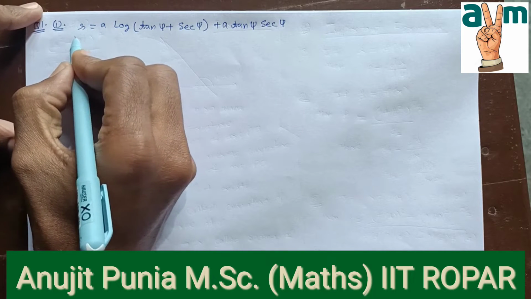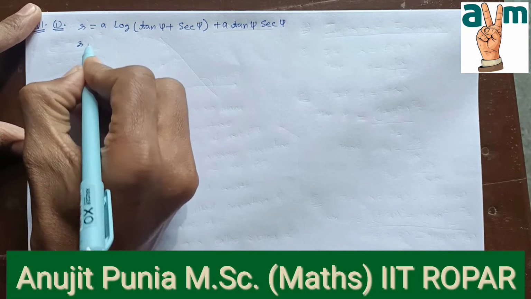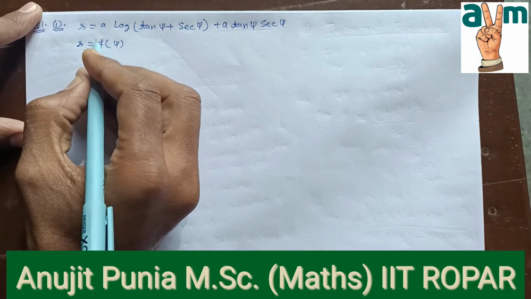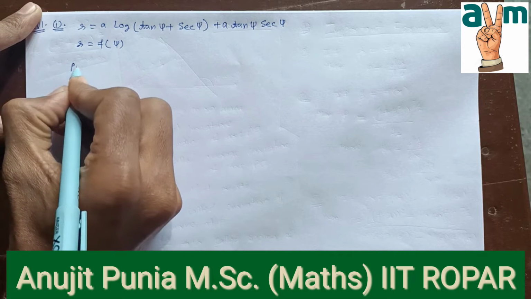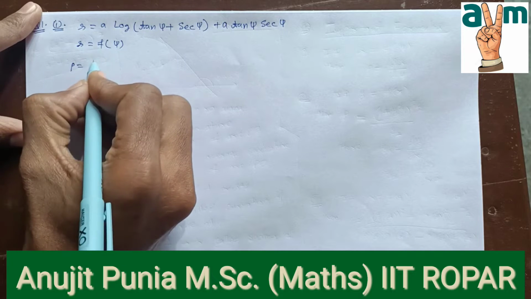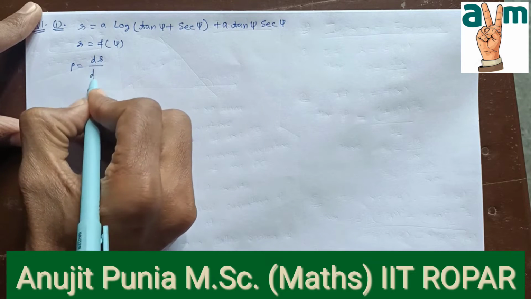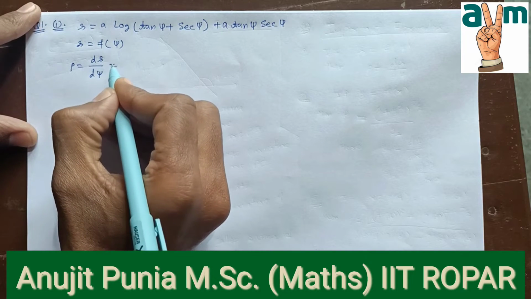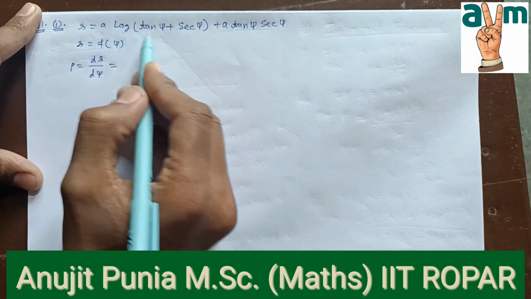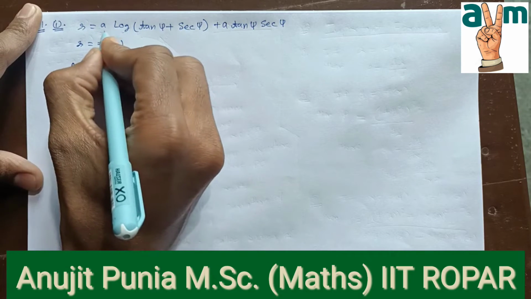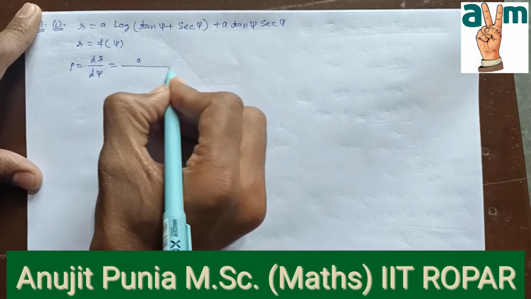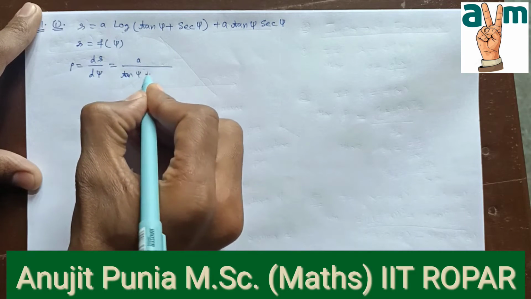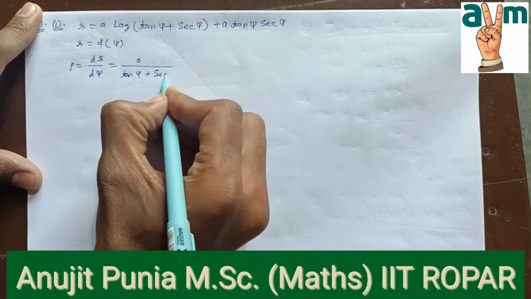In this question, the function is given in the form of s is equal to f of psi, and we have to find the radius of curvature. We know the radius of curvature of this type of curve is ds upon d psi, meaning change in s with respect to psi. So we have to take the derivative of this thing with respect to psi. The derivative of this is a, and the derivative of the log function is tan psi plus secant psi.